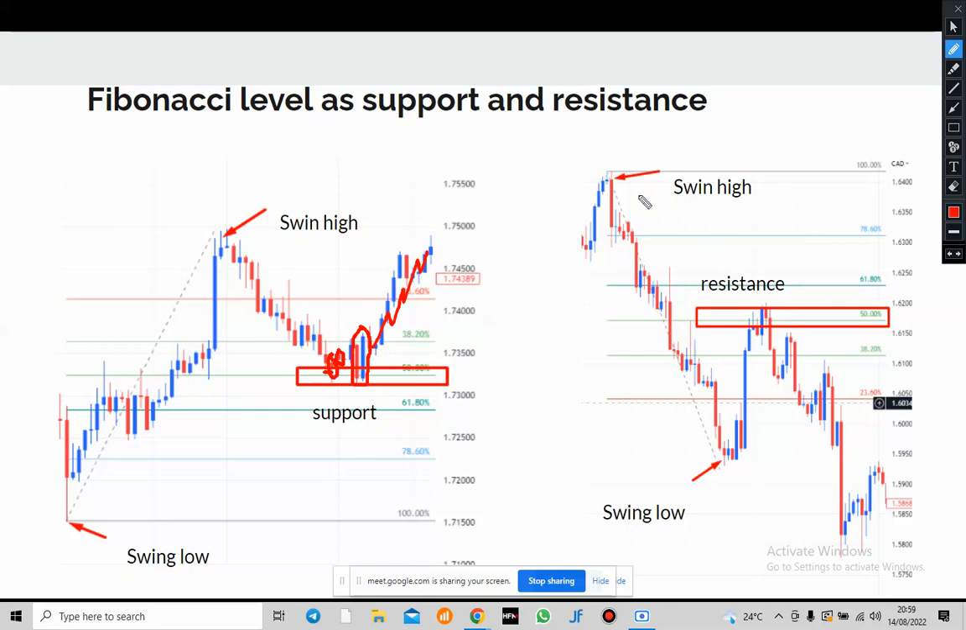This is the resistance. If you want to use the Fibonacci to find resistance, you must draw from the swing high to the swing low. So once the price reaches any of these Fibonacci level numbers, you must confirm your entry with a candlestick pattern. When the price reaches the 50th level, what do you see?